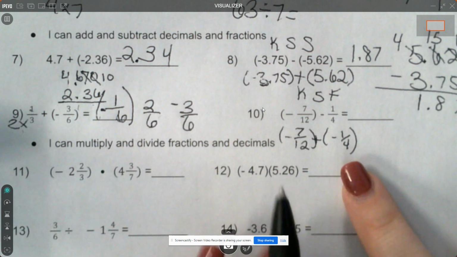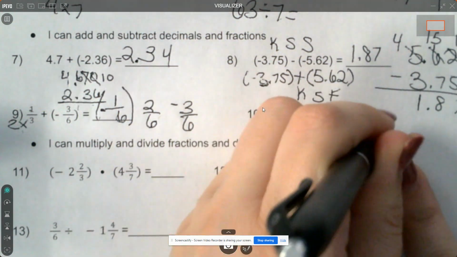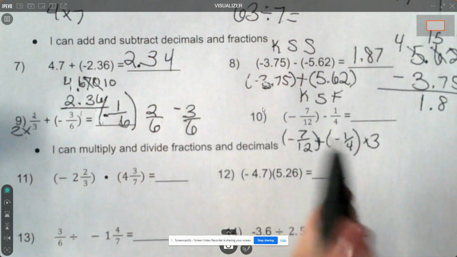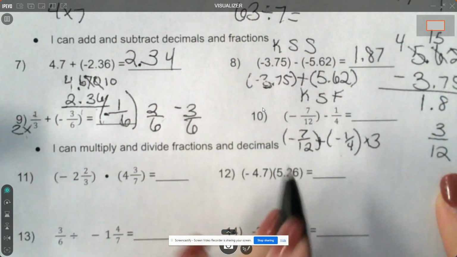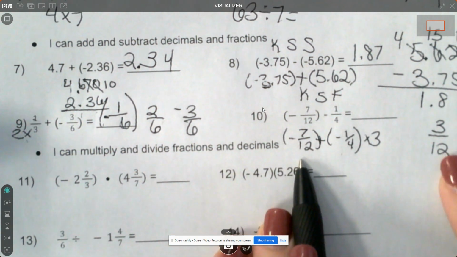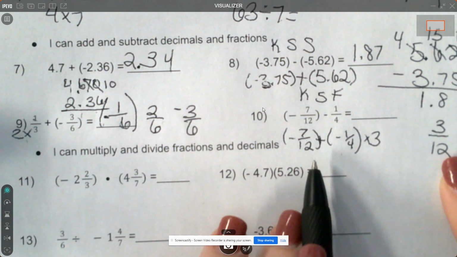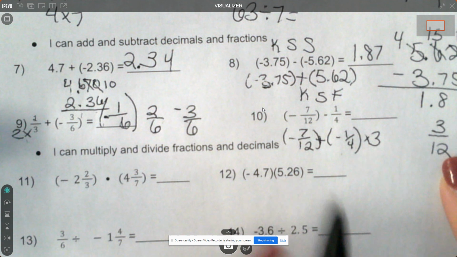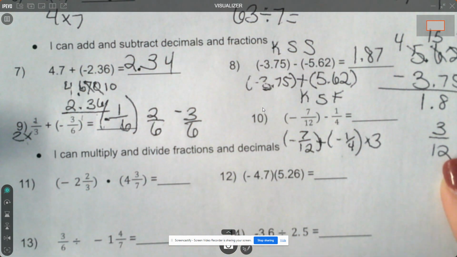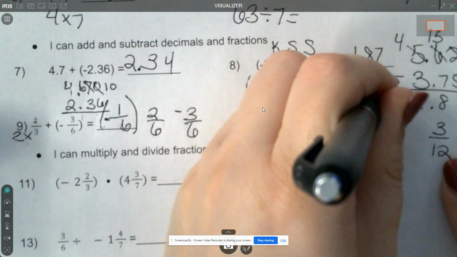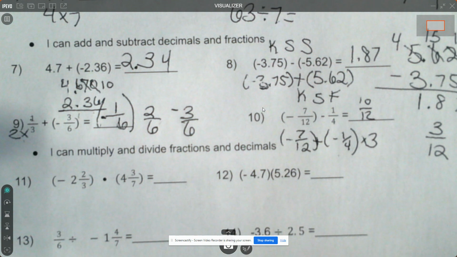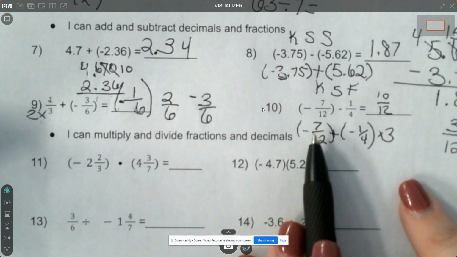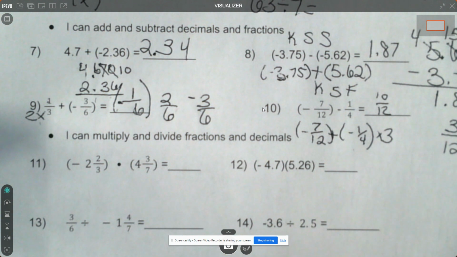I need to make the 4 into a 12 by multiplying by 3. So 1 times 3 is 3. 4 times 3 is 12. So now I have 7/12 and 3/12. Now can I add them? Yeah, they're the same. So what's 7 plus 3? 10. Keep the 12. Is my answer going to be negative or positive? When I rewrote it, I had a negative plus a negative. So is my answer negative or positive? It's going to be negative.